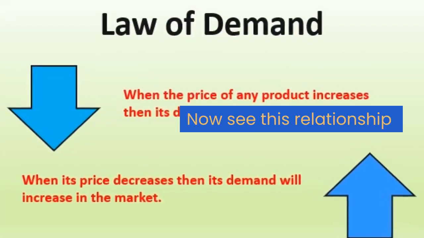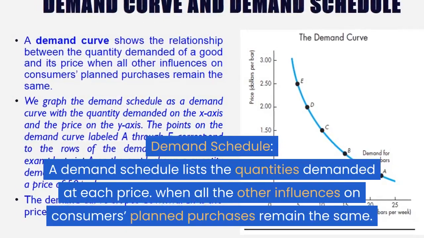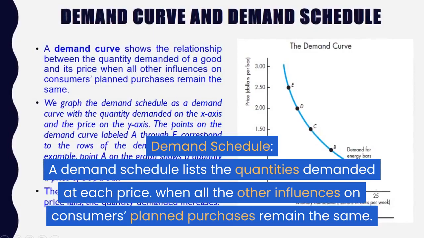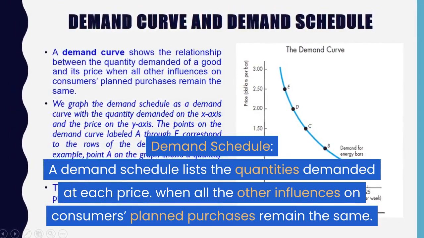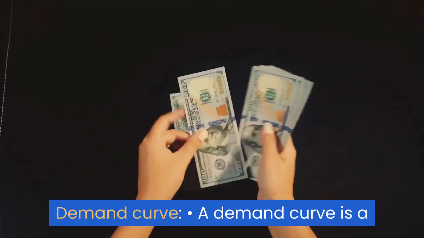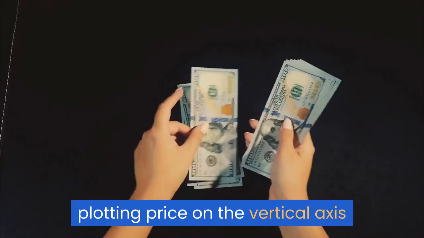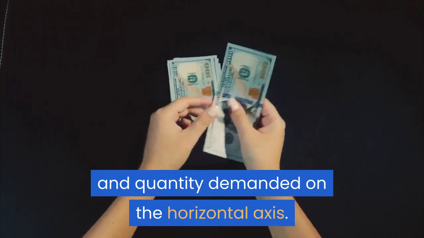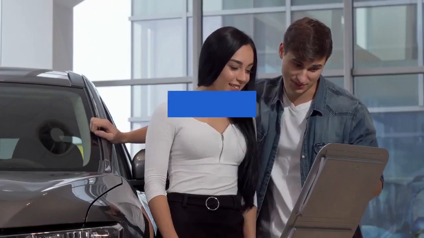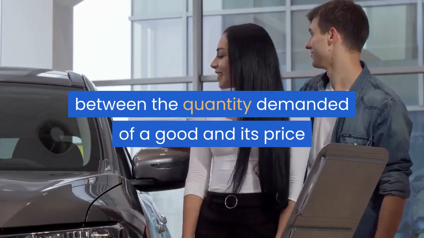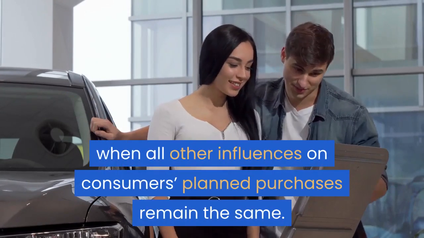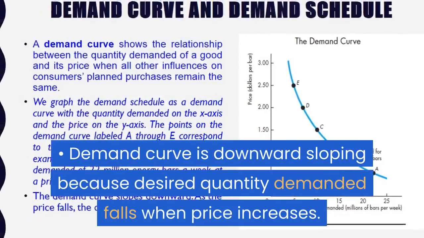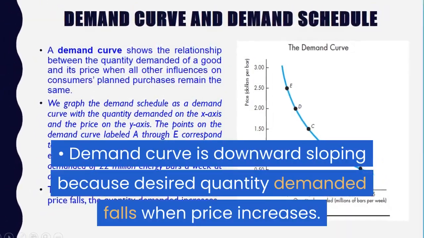Now see this relationship, the demand schedule. A demand schedule lists the quantities demanded at each price, when all the other influences on consumers' planned purchases remain the same. Demand curve. A demand curve is a graphical depiction of the law of demand, plotting price on the vertical axis and quantity demanded on the horizontal axis. A demand curve shows the relationship between the quantity demanded of a good and its price when all other influences on consumers' planned purchases remain the same. The demand curve is downward sloping because desired quantity demanded falls when price increases.